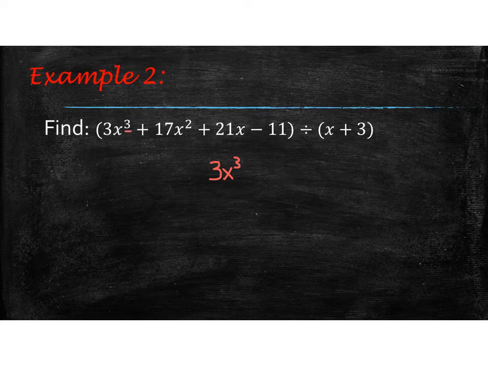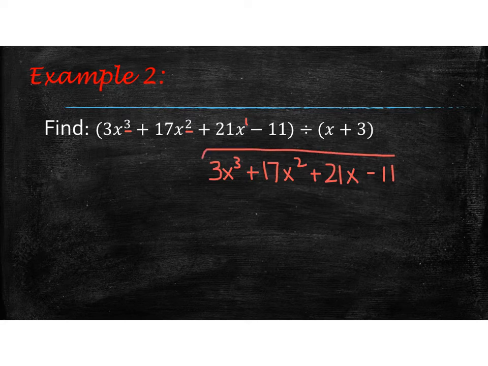So we have the 3, then we have 2, then we have the power of 1, and then we have the power of 0, so minus 11. We're going to take this whole thing, we're going to divide it by the x plus 3. Again, this has a power of 1, power of 0, so we don't have to add in any missing terms.